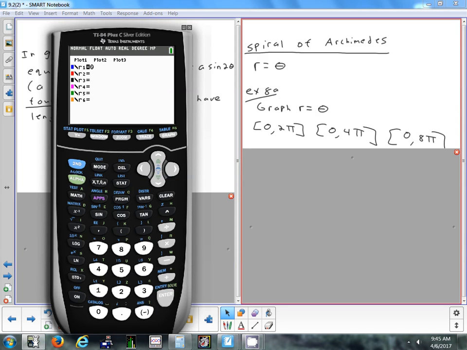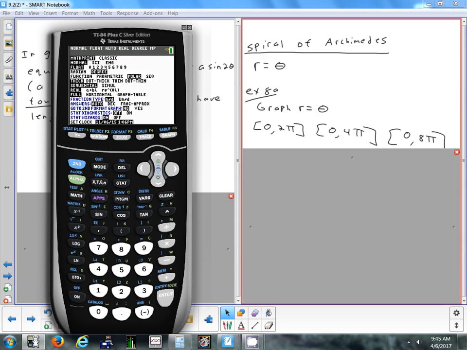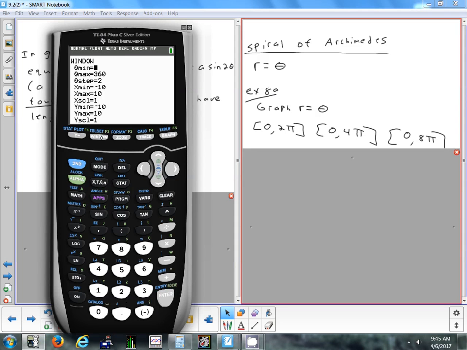Now, how many times would it spiral if I go, I'll do it in radians, from 0 to 2 pi? Yep, I would just get one spiral. And what would be the biggest my radius would get over the interval 0 to 2 pi? Well, think about if your radius is always equal to your angle. The biggest the angle is going to get is 2 pi. So the biggest the radius is going to get is 2 pi. Anything else I want to adjust? Because if I do this, I'm going to get a really lousy picture.